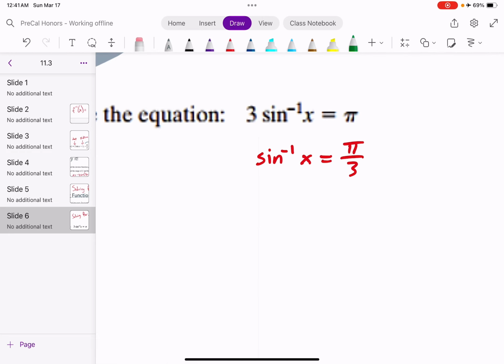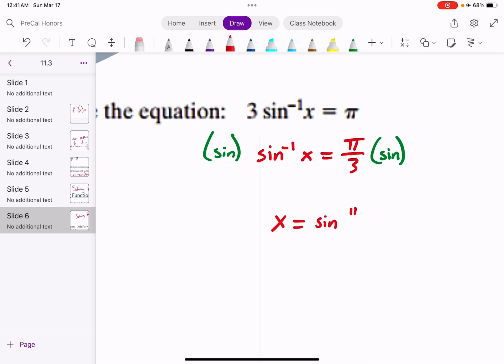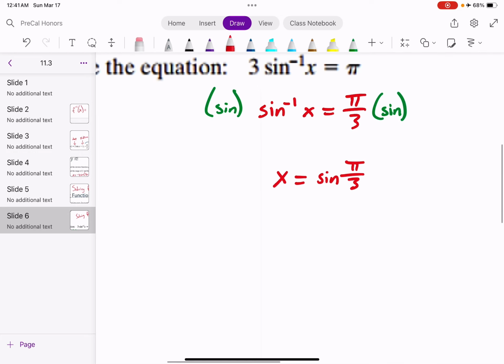In order to get rid of the inverse sine, we have to multiply by its opposite, which is sine. Here we have x is equal to the sine of pi over 3. Keep in mind, you will have to go ahead and take a look at what the value is. In this case, the sine of pi over 3 is the square root of 3 over 2.